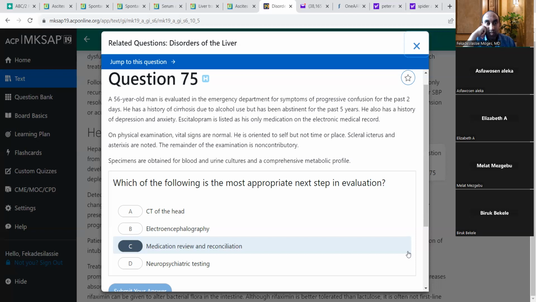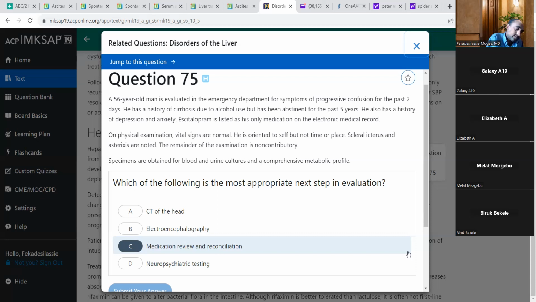What kind of medication is escitalopram? It is an SSRI, a selective serotonin reuptake inhibitor. It is a depression medication. Next.